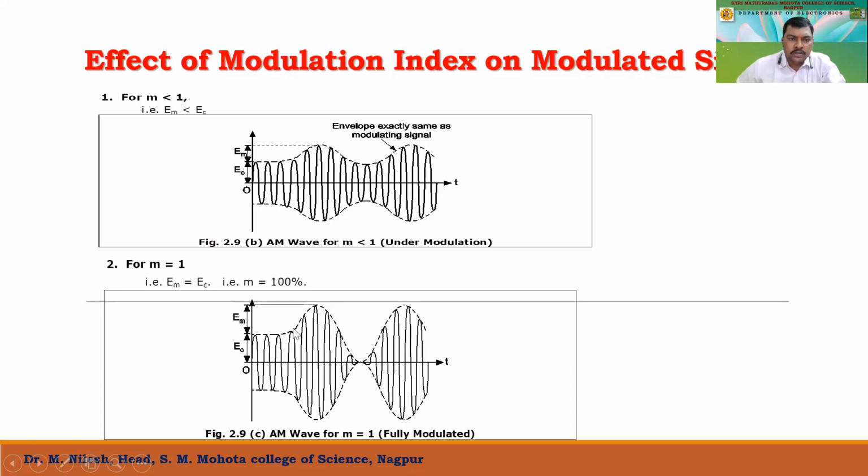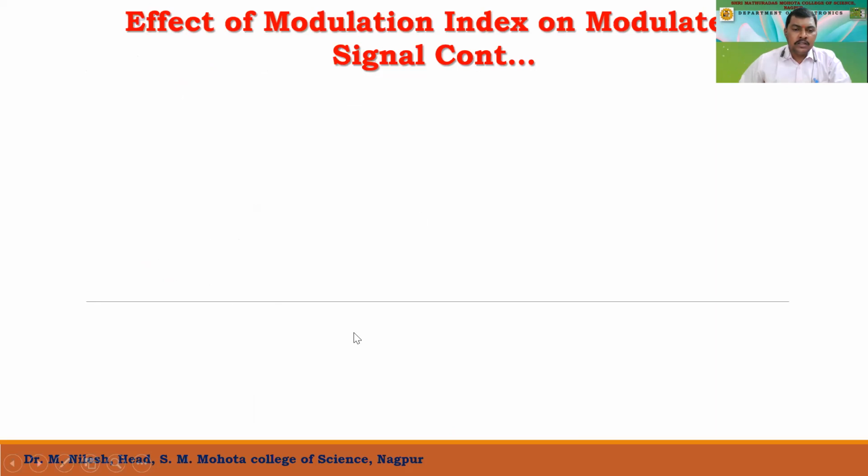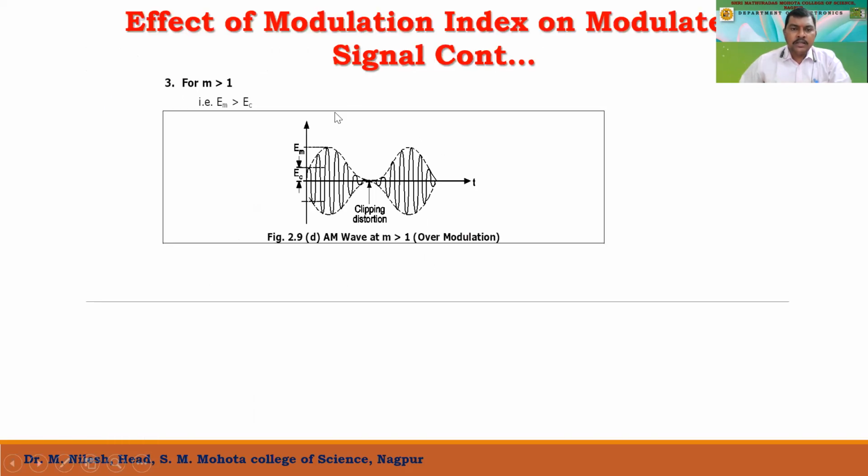This is when we have a modulation index equal to 1. Similarly, when the modulation index is greater than 1, that is EM is greater than EC, we call it clipping distortion. Yes, this is over modulation. Here I guess it is not proper. It should be a very small line, so something should appear here, which we call a fully modulated signal, whereas here it is clipping distortion.